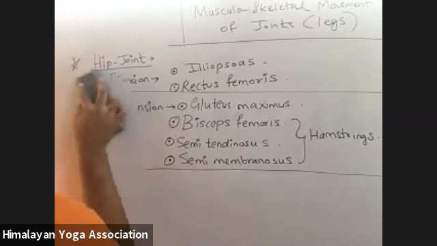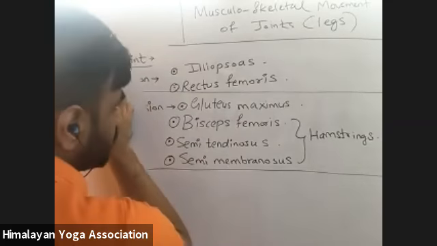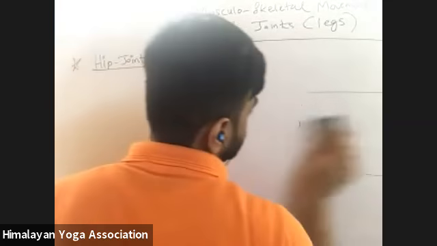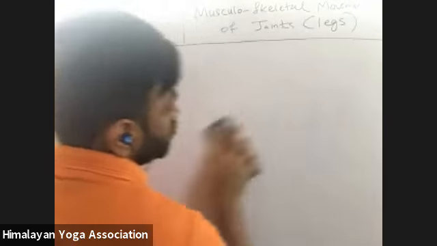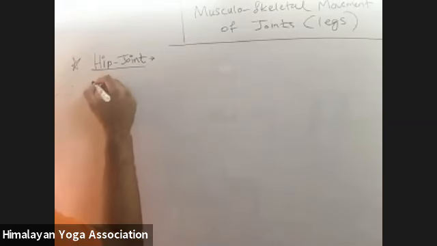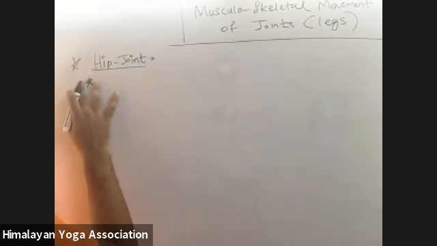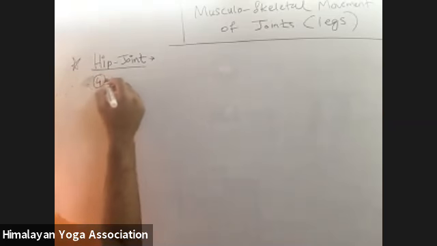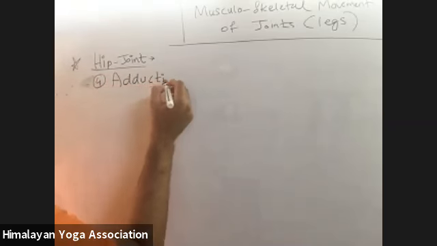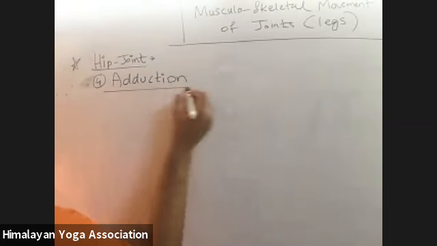Now we have the next, number 4. Now I will erase these things first. Flexion, extension, abduction, and now we will see the adduction movement. What is the hip adduction movement? To bring our leg towards the medial side, the midline.